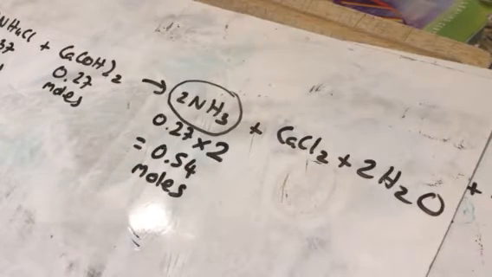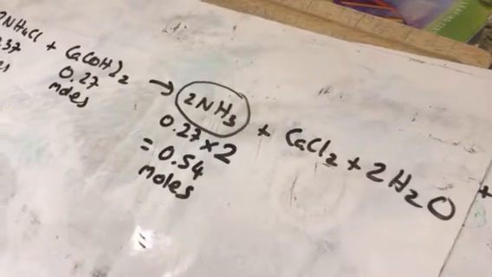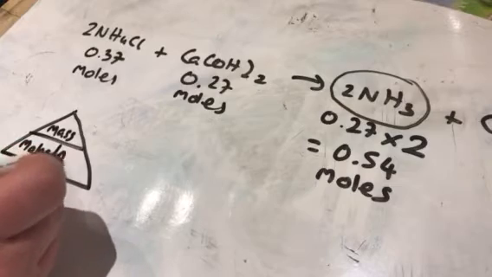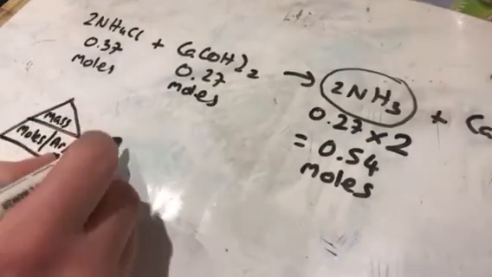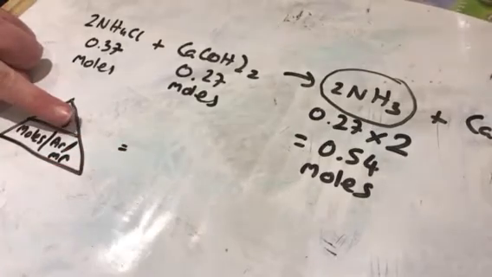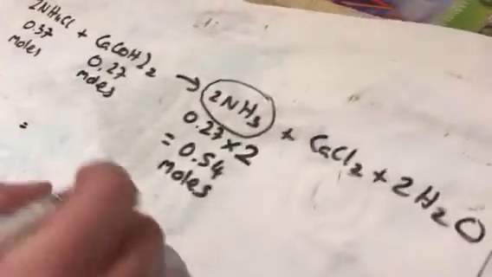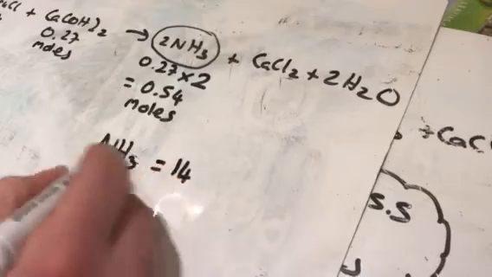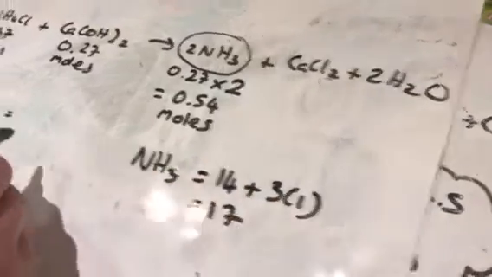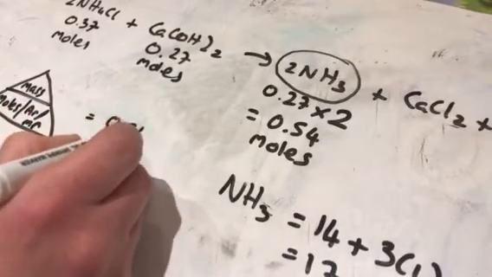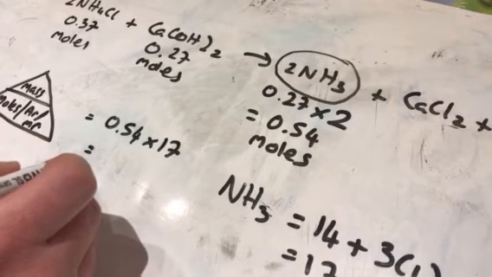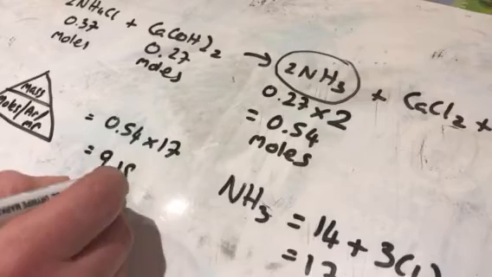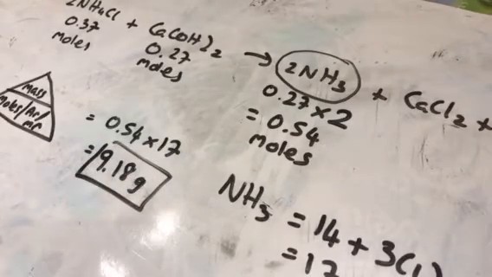Now usually when they're asking you for theoretical yield, they're asking you for mass. So again we have to refer back to our special triangle: mass, moles, AR or MR. If we're trying to work out our mass, cover that over with your finger. It's going to be moles multiplied by your molecular weight of ammonia. So NH3 is equal to 14, which is just nitrogen, plus 3 by 1, which is equal to 17. Let's multiply our moles, 0.54 by 17. That will tell us how much ammonia we have there in grams. So 0.54 by 17 is equal to 9.18 grams.